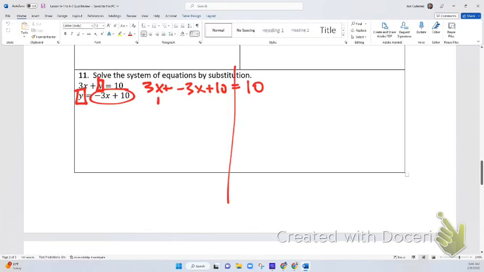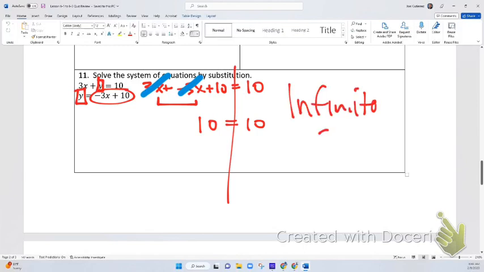So on the left-hand side, we combine like terms. If you do 3x plus -3x, well, those are opposite. So once again, these will give you a 0. We do not write 0x. So we are left with 10 equals 10. Because the left side is equal to the right side, that means that this one is called an infinite solution.